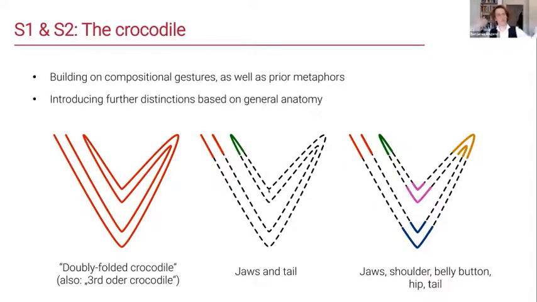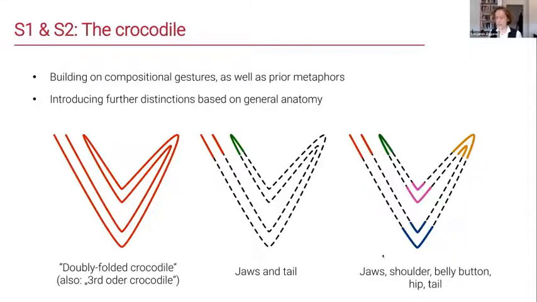And building on these compositional gestures they had earlier and the prior metaphors, they slowly integrate all of this into this crocodile language to talk about those complex shapes. So we get here the doubly folded crocodile, or as at some point they also start referring to it, the 3rd order crocodile. The mouth we already had earlier, they start using the term jaw for it. And then on the other side, there's a tail.